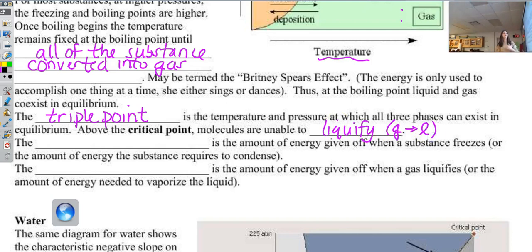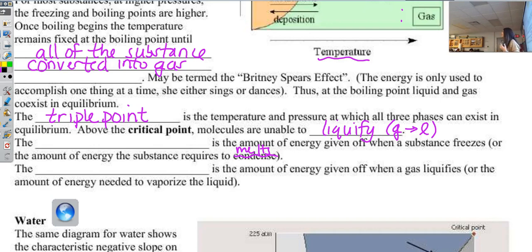Okay, the blank is the amount of energy given off when a substance freezes, or the amount of energy the substance requires to condense. Actually, we're not going to use condense. We're going to say freezes or melts here. Let's do that one first, and then we can do the one when it liquefies. Okay, so let's change that to melts if yours isn't different. Okay, isn't the same as mine.